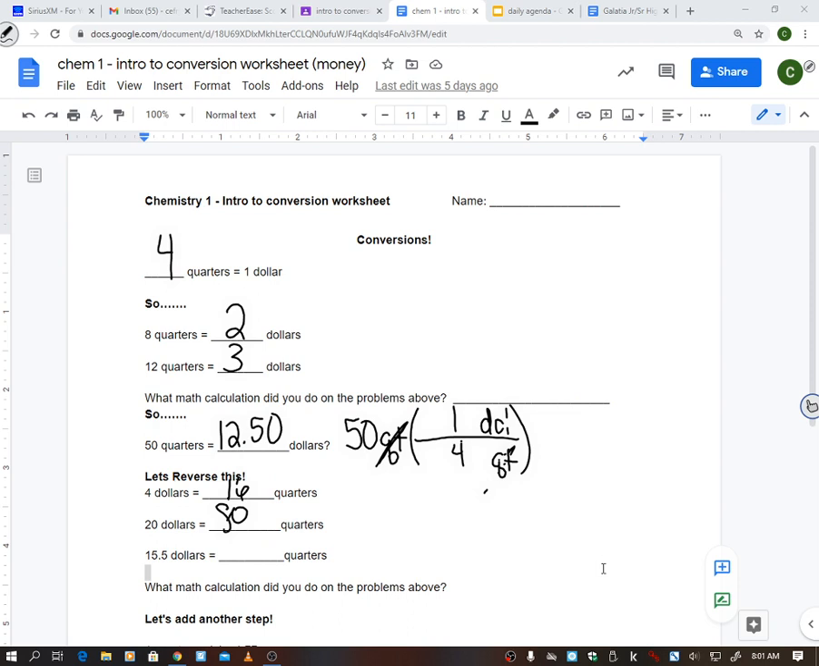But then when we do get a decimal, just like we will in chemistry, sometimes kids need help with that. So once again, using that method from up above, I'm going to write down what they give me. I'm going to put that on bottom. I'm going to put what I'm looking for on top. I know there are 4 quarters in $1. So then I know it's multiplication because it's on top. So 15.5 times 4, and that is going to give you 62 quarters.